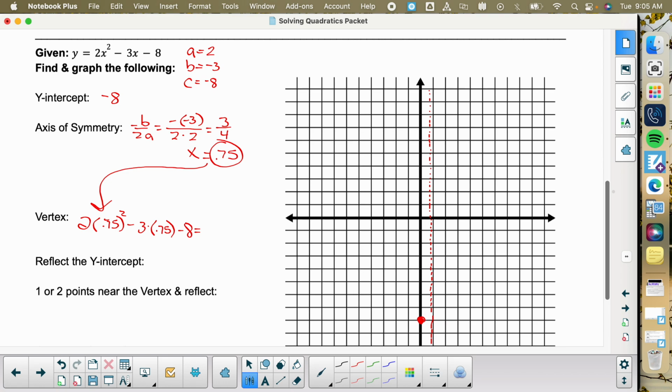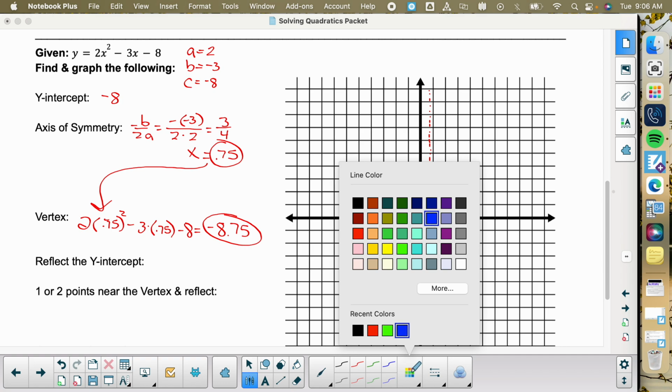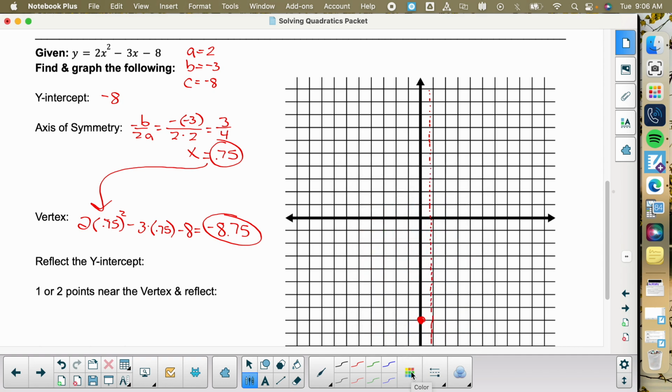That's negative 8.75. Did anybody else get negative 8.75 for the vertex? Okay, good. I knew that one wasn't gonna happen in my head. Oh, that's very easy. I got 9.125. Well, then let me find out. Everybody was okay with the 0.75 though, 3/4? Okay.